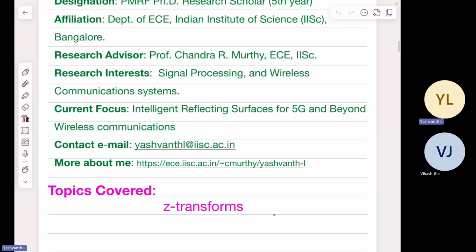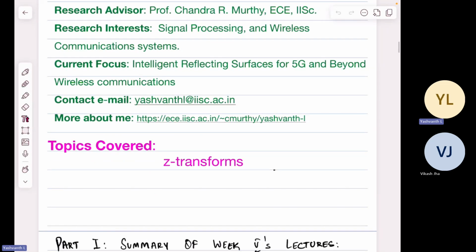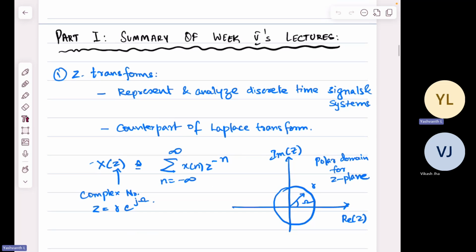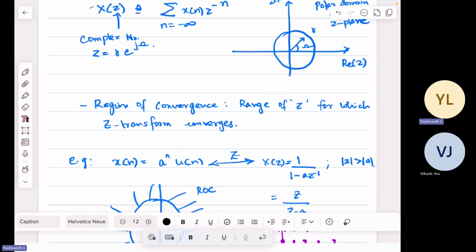So the topics that are going to be covered today will be broadly on Z transforms. As usual, the first part of the TA session today will be on summarizing the week 5 lectures, which is broadly on Z transforms. Okay, so what is Z transform?